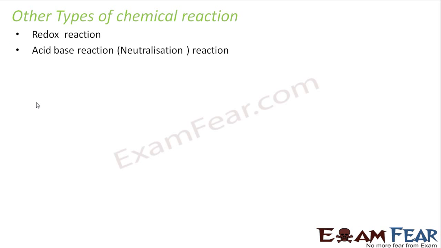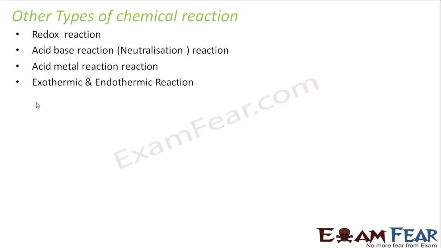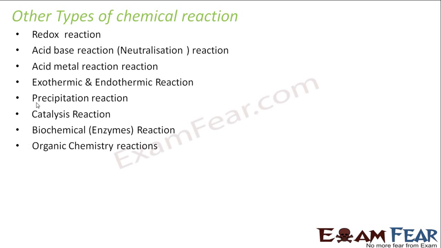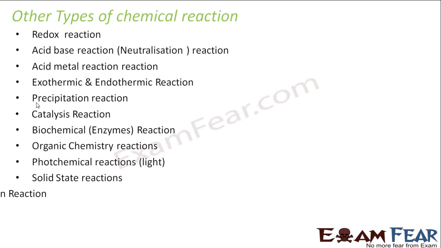Redox reaction is whether oxidation is going on or reduction is going on. We'll explain this. Acid base reaction is whether the reaction is between acid and base. Acid and metal reaction. Exothermic, endothermic, that is whether the reaction is giving out heat or we have to provide heat for the reaction. Precipitation reaction, whether you get precipitates from that reaction. Catalysis reaction, whether catalysis is required or not. Biochemical reactions, organic chemistry reactions, photochemical reactions, solid state reactions, corrosion reaction, rectification reaction.